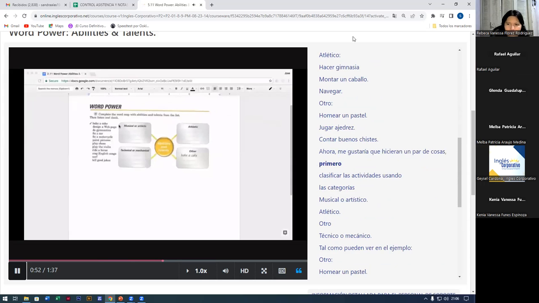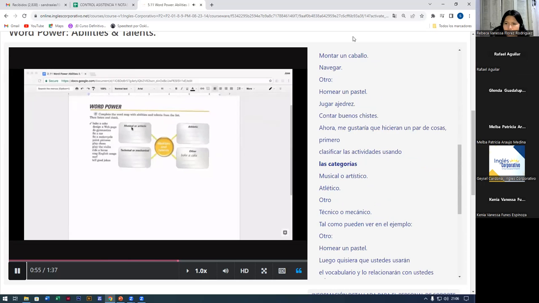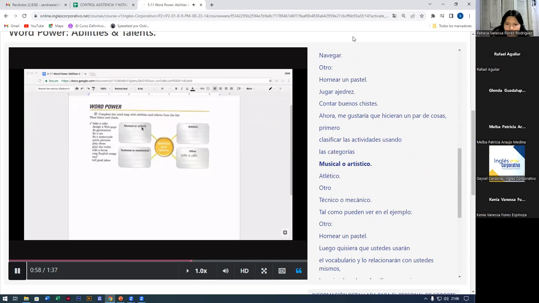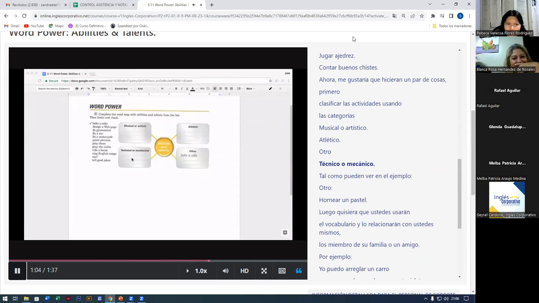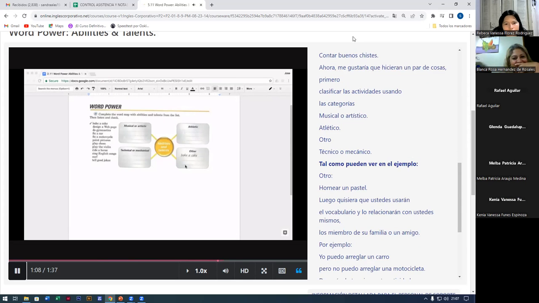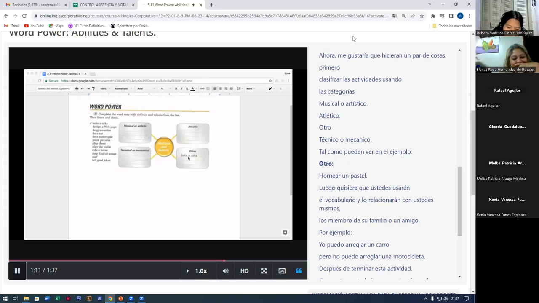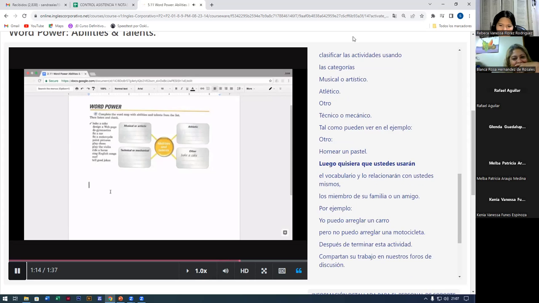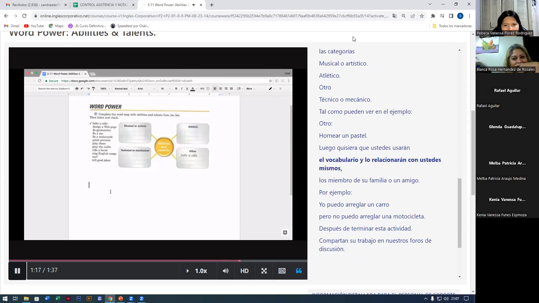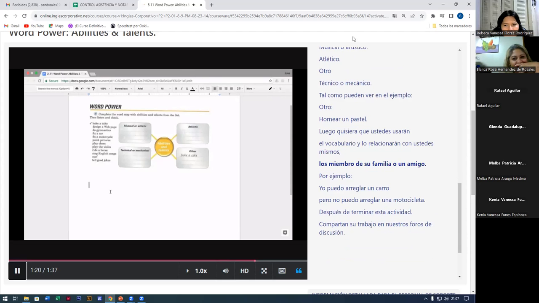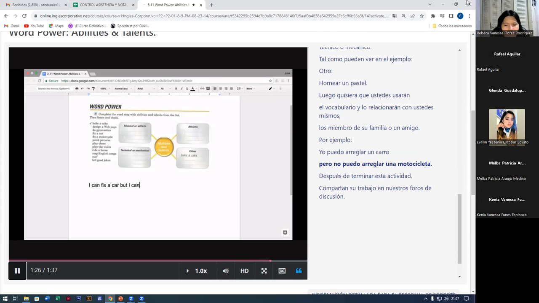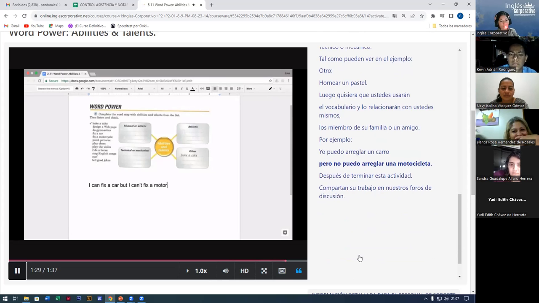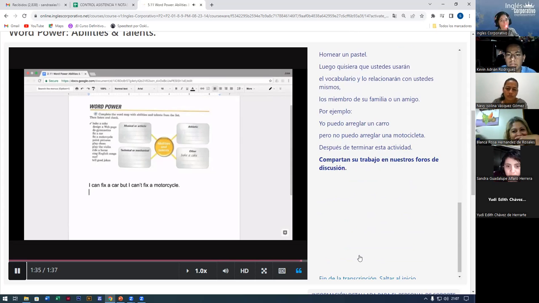Now I would like for you to do a couple of things. First, categorize these activities using the categories musical or artistic, athletic, other, technical or mechanical, just like you see in the example: other, bake a cake. Then I would like for you to use the vocabulary and relate it to yourself, a family member, or a friend. For example, I can fix a car, but I can't fix a motorcycle. After you finish this activity, share your work in our discussion forums.